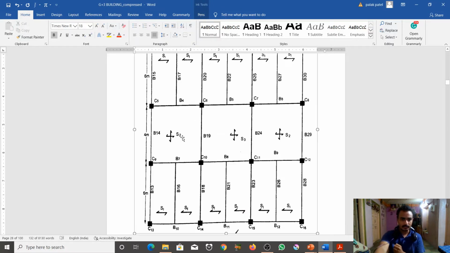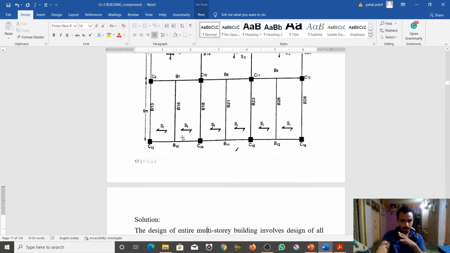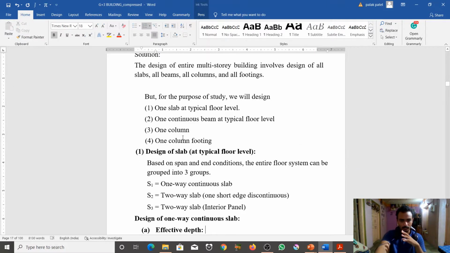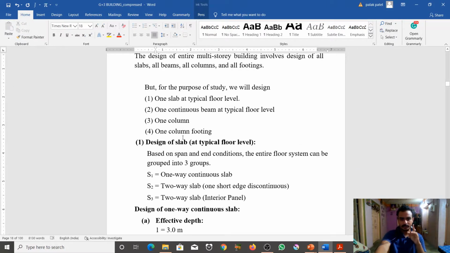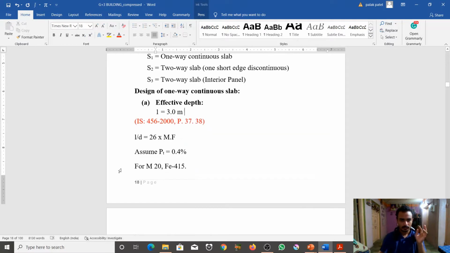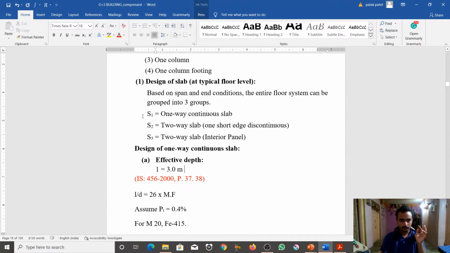Okay, this is a typical floor plan. This is the solution, one-way slab with a typical floor level. This is completed. We completed the one-way slab design, one-way continuous slab. But in this lecture, we will complete the two-way continuous slab. One short edge is discontinuous.